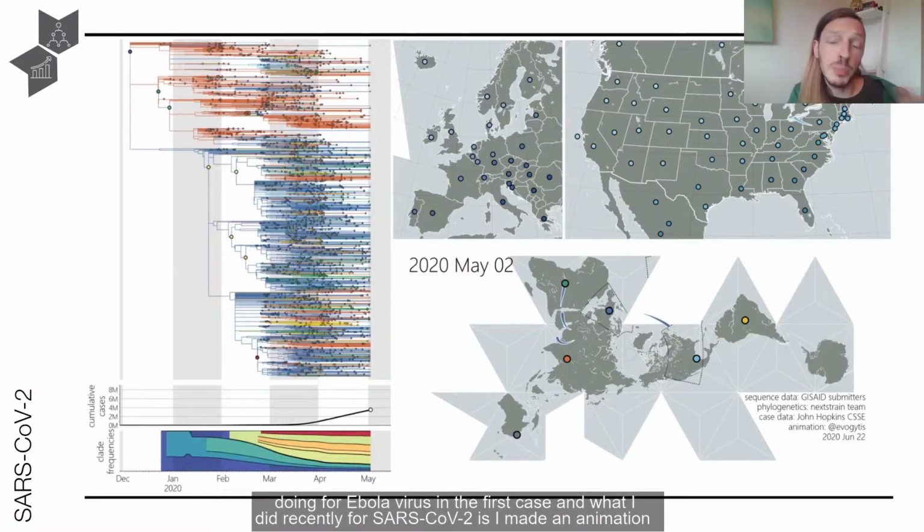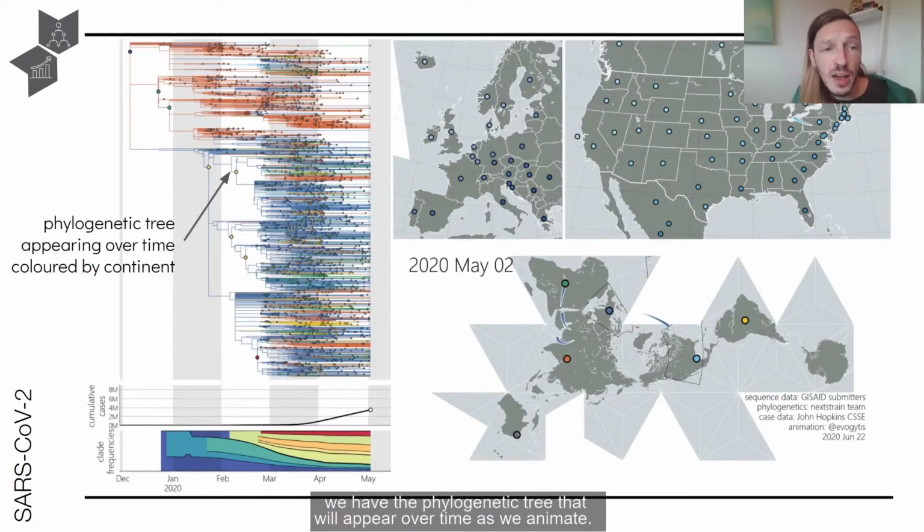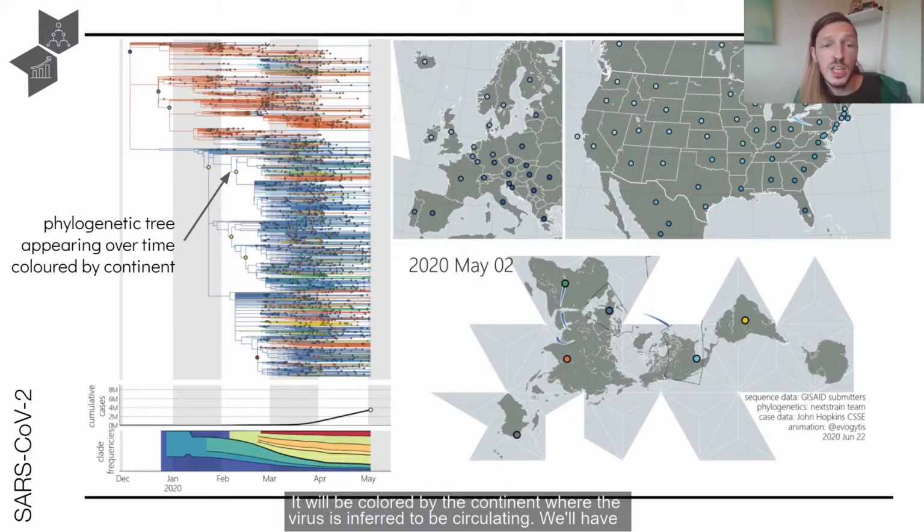And so what I ended up doing for Ebola virus in the first case, and what I did recently for SARS coronavirus 2, is I made an animation where we only really focus on a tiny slice of the tree. So this is roughly what you'll see in the next slide. So just to go over what I'll be showing is, first we have the phylogenetic tree that will appear over time as we animate. It will be colored by the continent where the virus is inferred to be circulating.